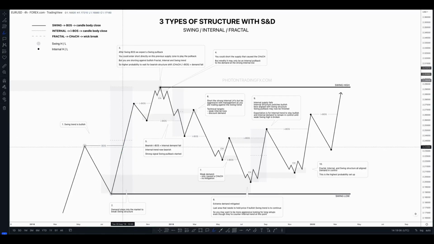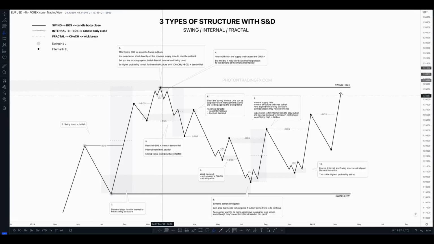Okay, cool. Once we have that break of structure, what do we now expect? We expect a swing pullback on that time frame. From a market structure perspective, what signals can we look for to help signal that that swing pullback may be starting? We can look for a CHoCH, right? Or we can look for an IBOS, okay?